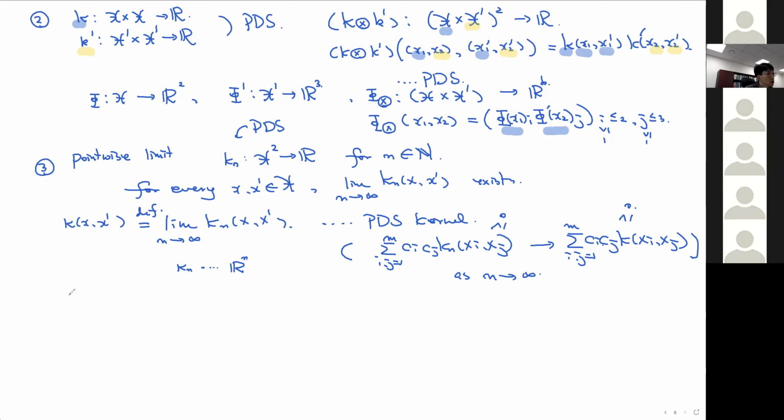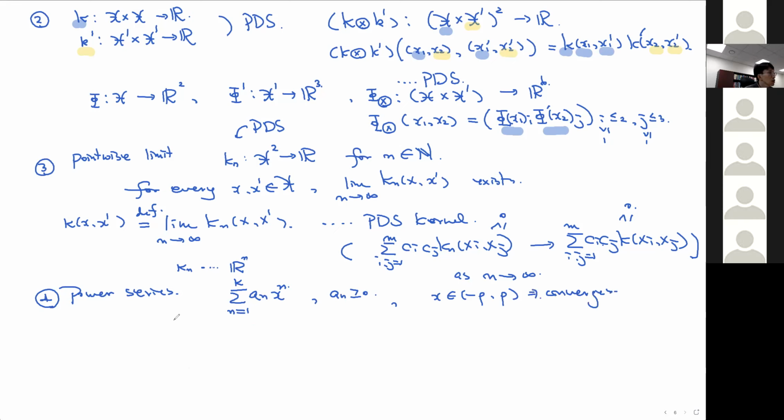Now the last construction we're going to talk about is a power series. Suppose that we have a power series, the sum over n equal to 1 to infinity of a_n x^n, and suppose that each of these a_n is greater than or equal to 0. This power series may converge or diverge depending on x, but suppose that it converges when x is in the range minus rho to rho.